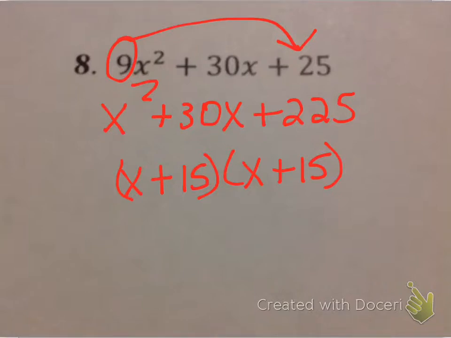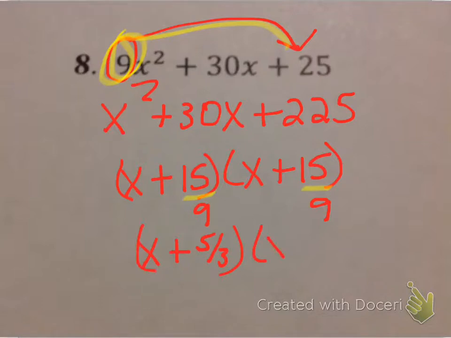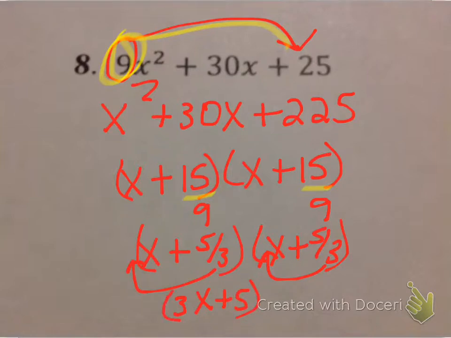But what did you do first? You multiplied by 9. What do I have to do now? I have to divide by 9, and you have to simplify. If you don't simplify, then you lose a point. Now, this simplified to 5 over 3, that's as far as it'll go. We have to squeeze the 3. So you have 3x plus 5 times 3x plus 5. And that's your solution right there.